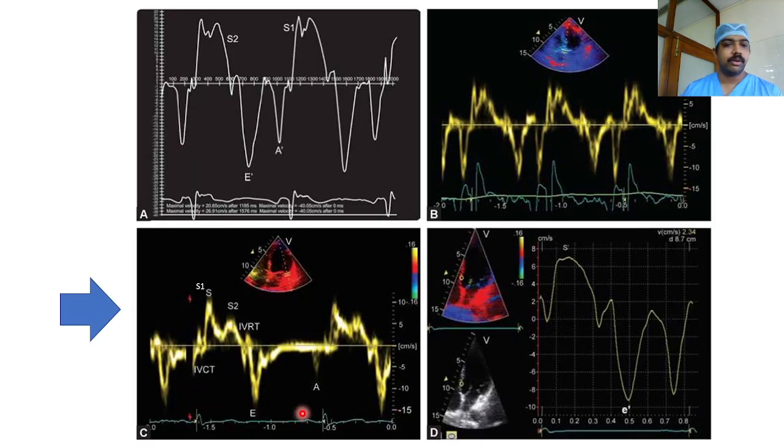So more details of the tissue Doppler imaging. We have the isovolumetric contraction time, and all these can be determined from the tissue Doppler imaging. We have S1, S2, isovolumetric relaxation time. S1 and S2 are not the heart sounds, but the peak systolic velocities. So in this case, there are two peak systolic velocities. This is the peak systolic velocity. Another systolic velocity is also coming in this case.